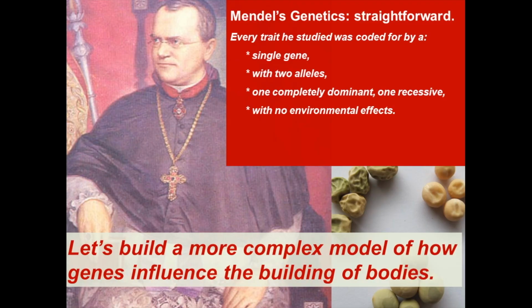So, as we know, Mendel talked about 7 different traits, but all the traits he talked about were coded for by a single gene. There were 2 alleles. One was completely dominant to the other. There were no environmental effects. And that worked for everything he looked at in the pea plants.